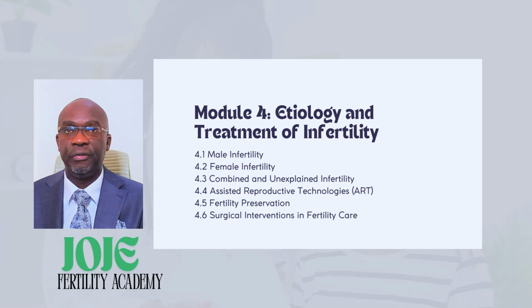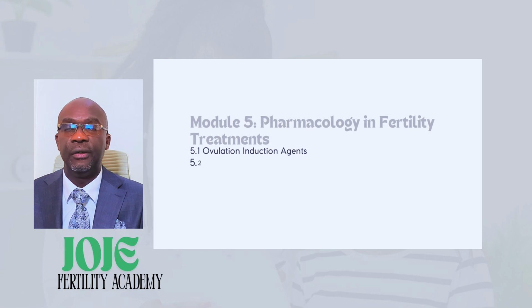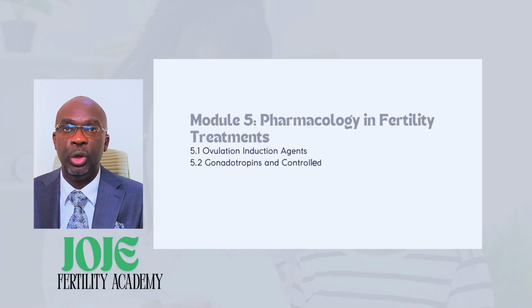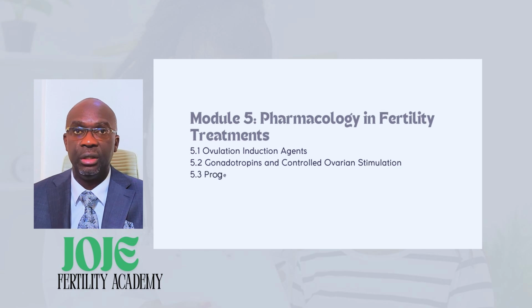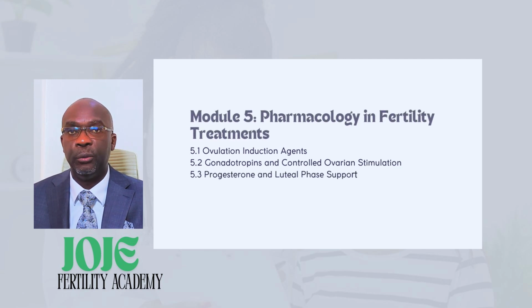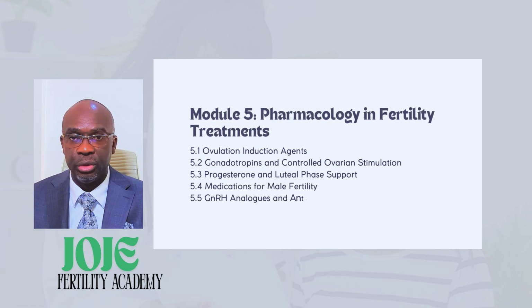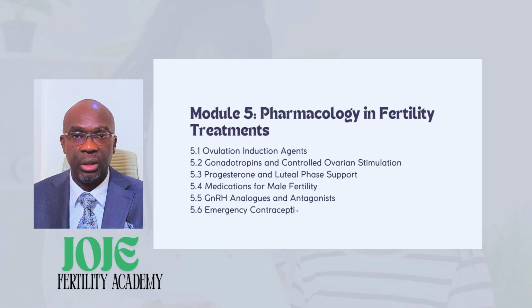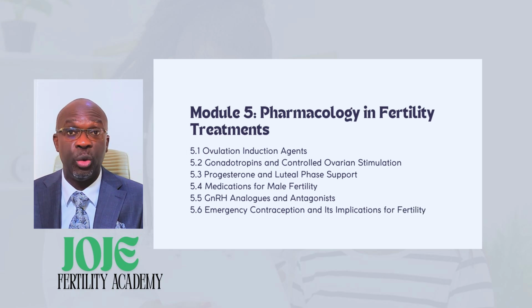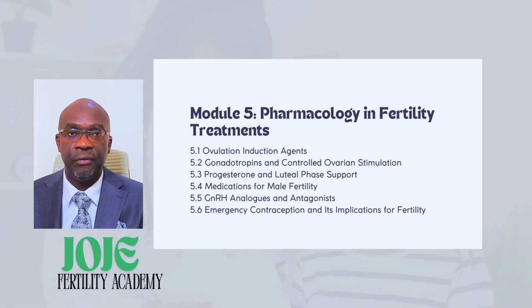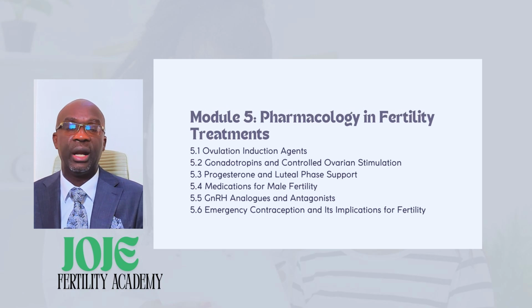And then in Module 5, which is the last module in this basic fertility training program for doctors, we'll be looking at pharmacology in fertility treatment. And we'll go through ovulation induction agents, gonadotropins and controlled ovarian stimulation, progesterone and luteal phase support, medications for male fertility, gonadotropin releasing hormone analogs and antagonists, and lastly we'll look at emergency contraception and its implication for fertility. And that would wrap up the basic fertility training program for doctors.